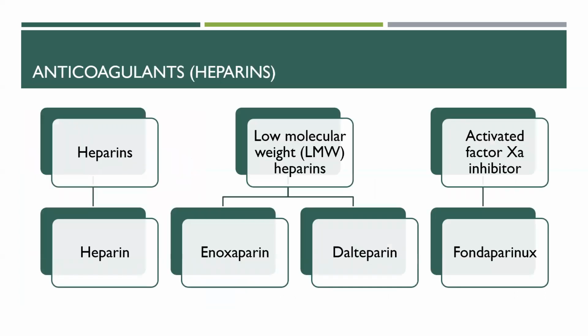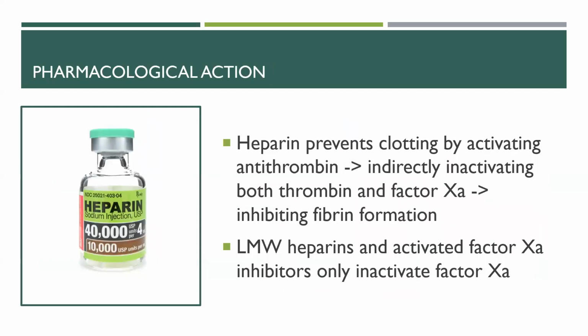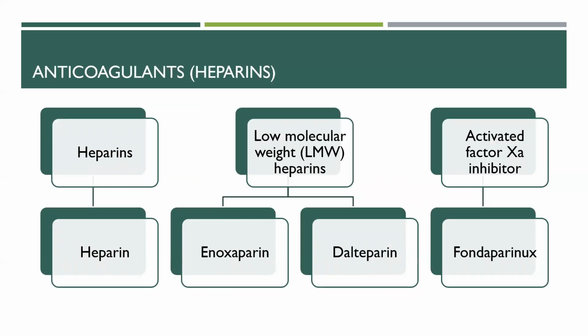So what I've done here on my slides is I've kind of split up your medications based off of what they do. So the first ones that we'll be talking about today are anticoagulants. So these are ones that stop the coagulation of our platelets. What we have is our heparins, our low molecular weight heparins, which is our enoxaparin and dalteparin, and then activated factor XA inhibitor, which is our fondaparinux.